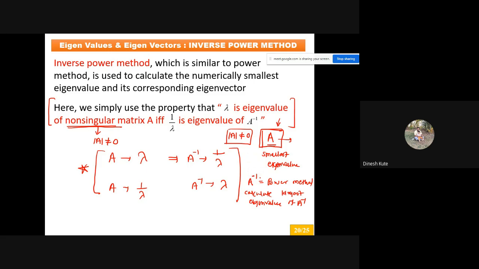Okay, whatever you learned just now in the previous method, use those similar steps and calculate the largest eigenvalue of this A inverse. Suppose that largest eigenvalue of A inverse is lambda. Can you write the smallest eigenvalue of A from this? If A inverse has the largest eigenvalue lambda, then what is the smallest eigenvalue of A? 1 upon lambda. So directly you can write the smallest eigenvalue of A, which is 1 by lambda.